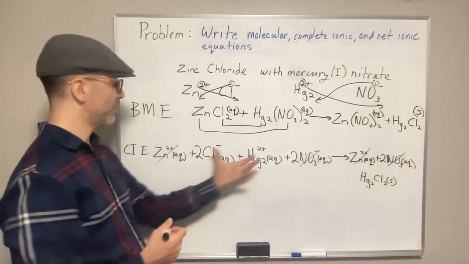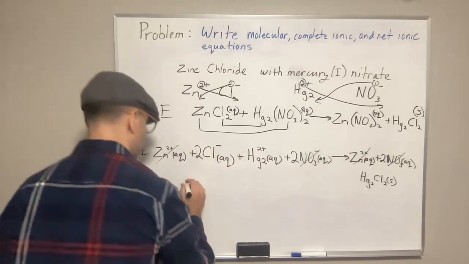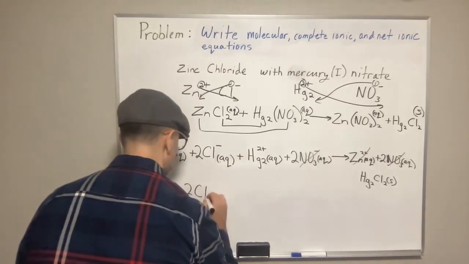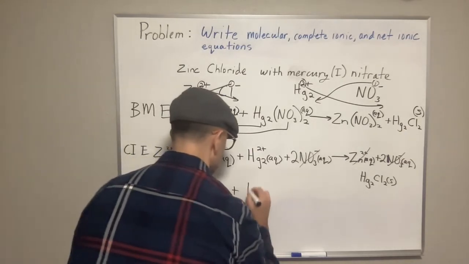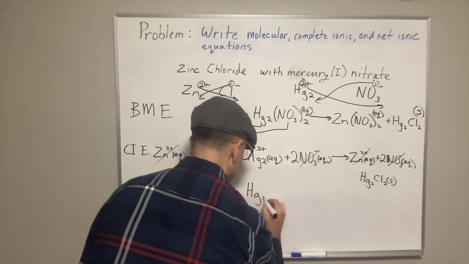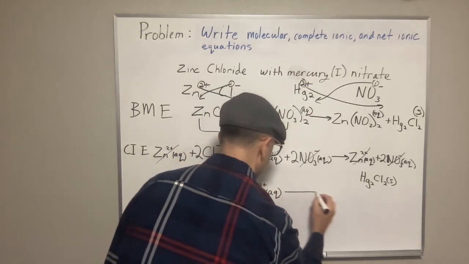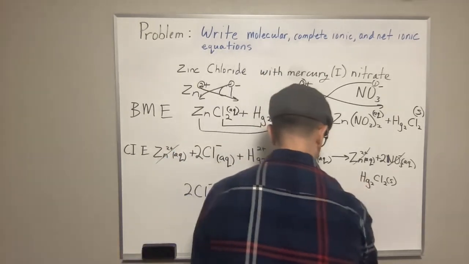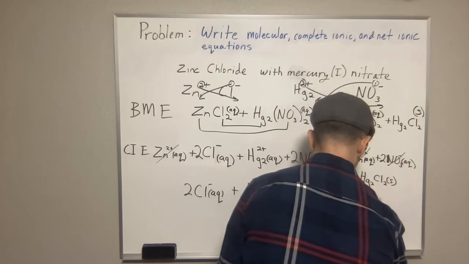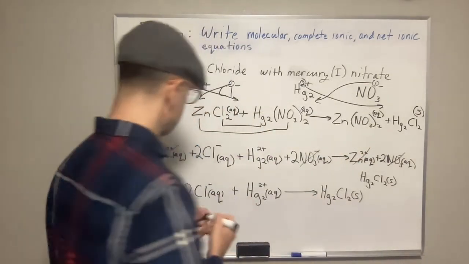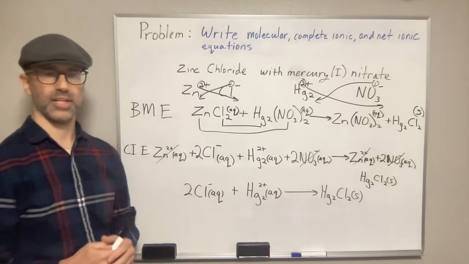So the last step is to write everything except for the spectator ions. So we have 2Cl minus aqueous plus Hg2 2 plus aqueous, and that's going to form our Hg2Cl2 solid. And there, ladies and gentlemen, is our net ionic equation.